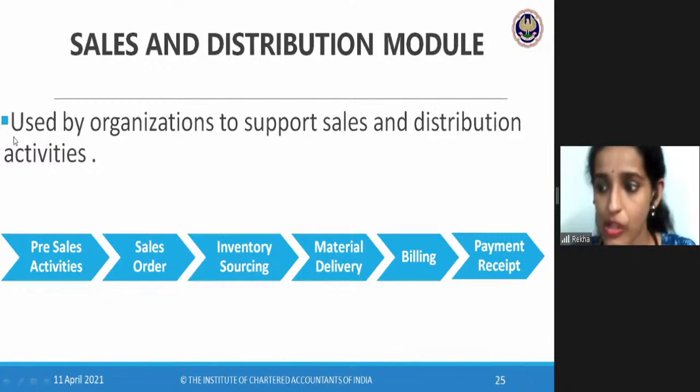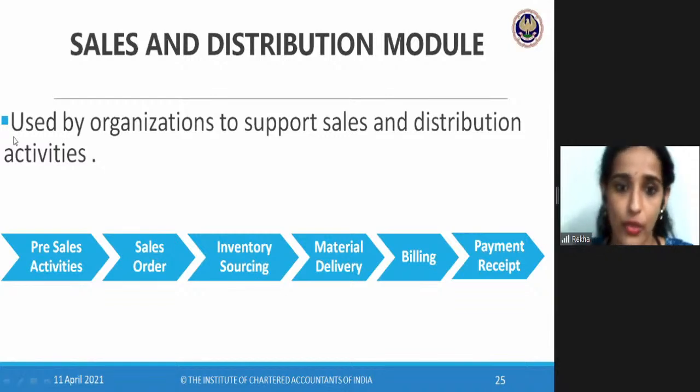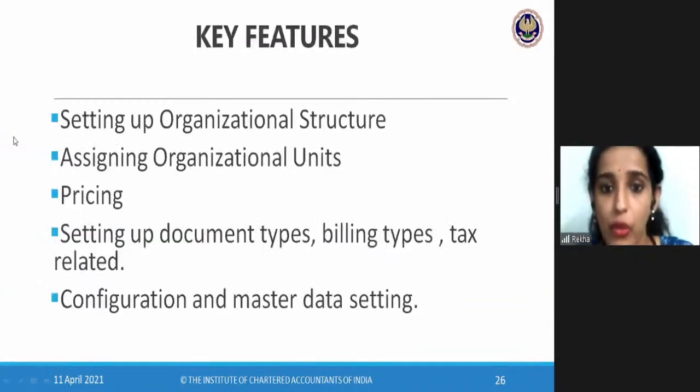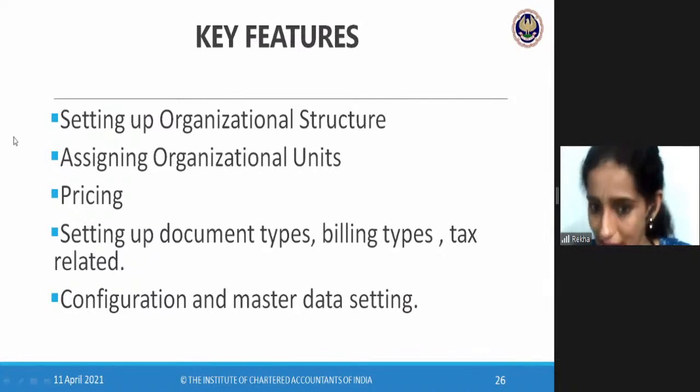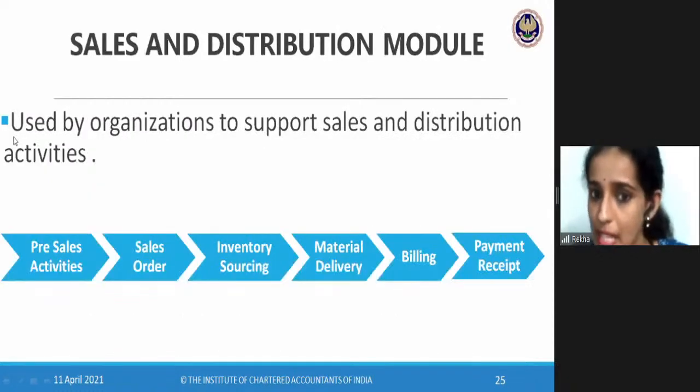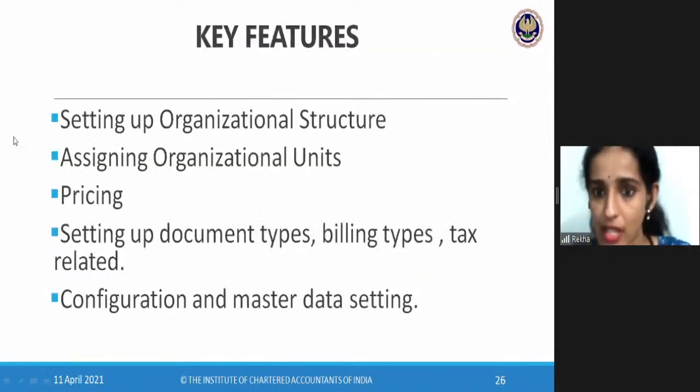What is the process involved? So here the most important aspect is the process involved. Process carries importance. So in your sales and distribution, give more highlight to the process. Then here also we have the key features which are similar to your financial module. I told you organizational structure, pricing, document types, billing types, tax is more or less similar. What is different is the process. So that's why I told you to give more importance to the process, because features you can actually write similar to your finance module.